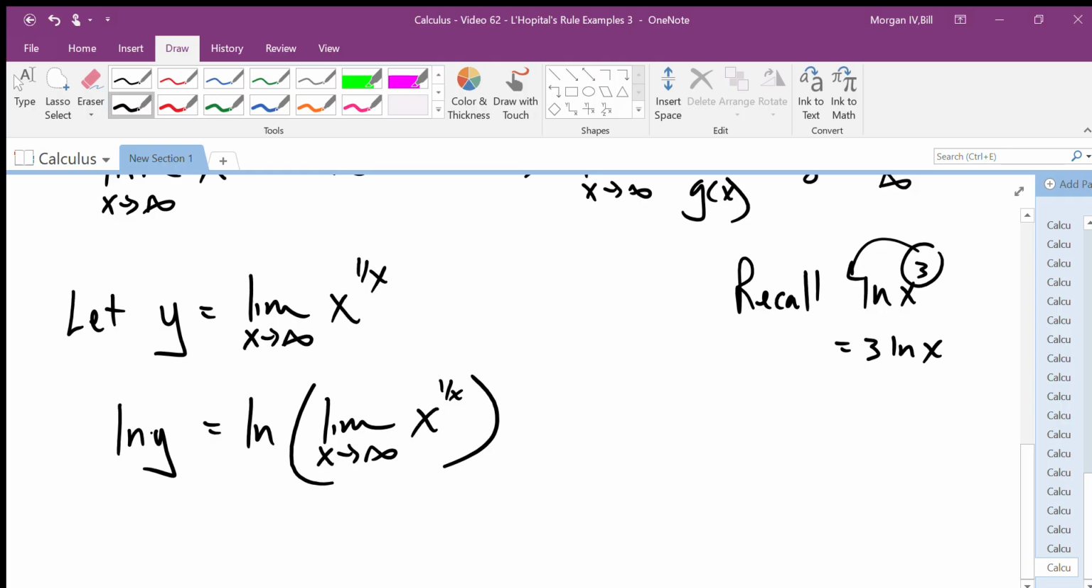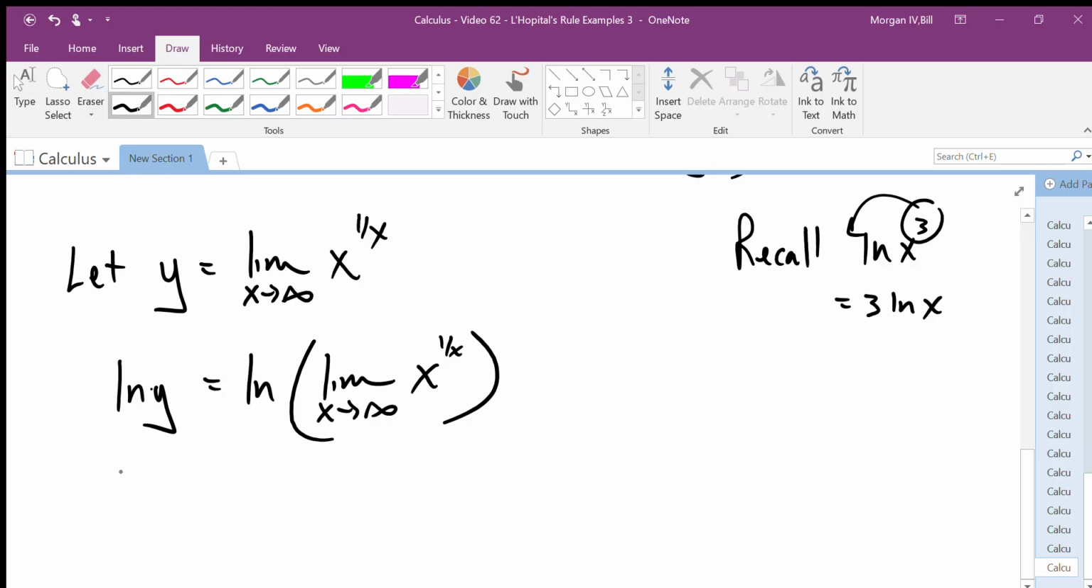And then we get this great property about limits, in that the natural log of the limit is the same as the limit of the natural log. And so from here, we get the natural log of y is equal to, and basically the limit and natural log switch places. It's a property of limits. The limit as x goes to infinity of the natural log of x to the 1 over x.